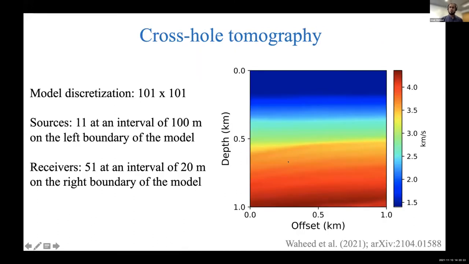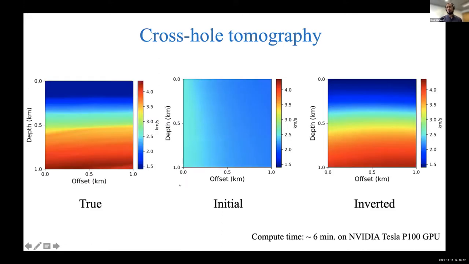Just a quick example of cross-hole tomography. We have sources here, receivers here. We collect data only at one end of this model, and we want to recreate the velocity model, which we assume we don't know. So on the left is the true model, the initial model, which we start with, is in the middle. And here is the inverted model, which takes only 6 minutes on an NVIDIA Tesla P100 GPU.